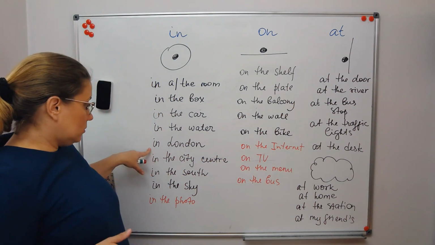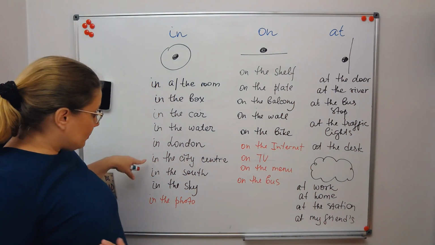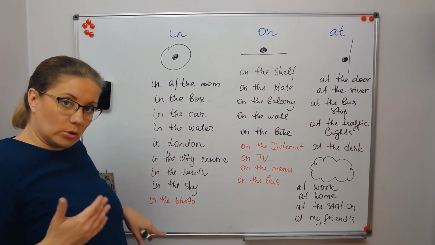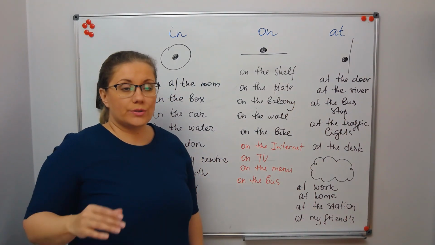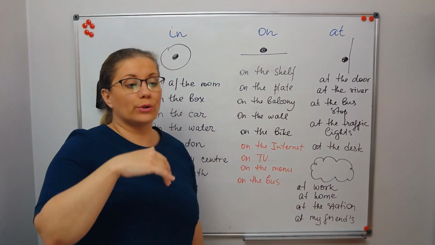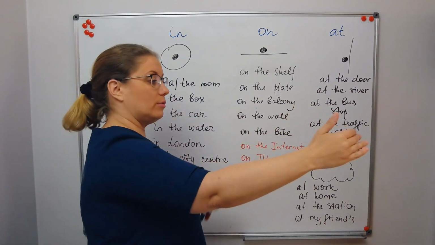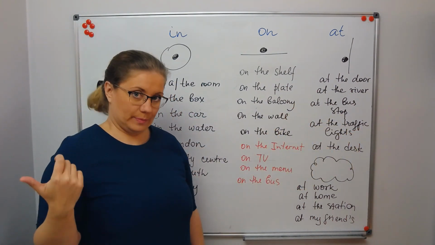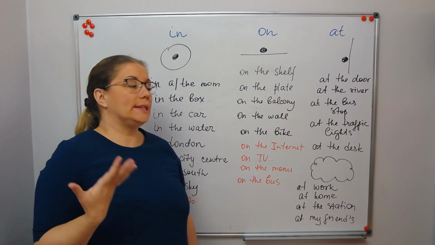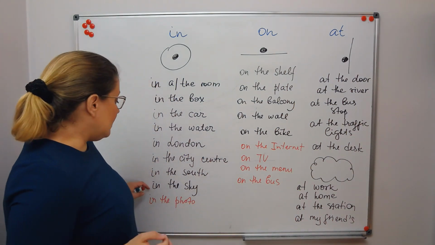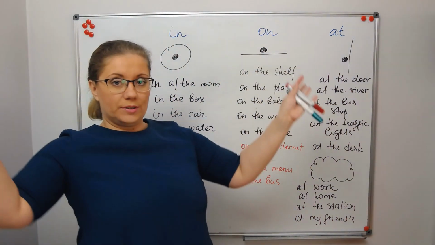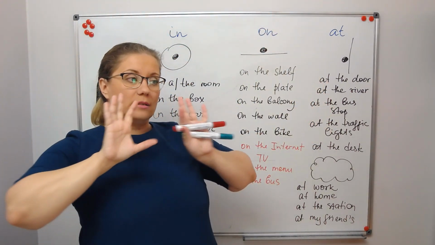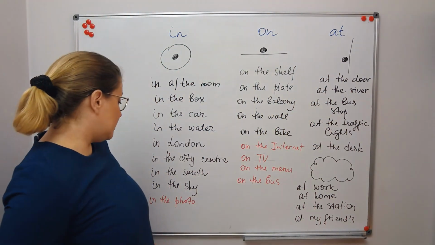In London, in the city center, in the south. When you are talking about directions, in the south, in the north, in the east, in the west. It's not on, it's in. In the sky, because we see this sky as the place and we are inside of it.